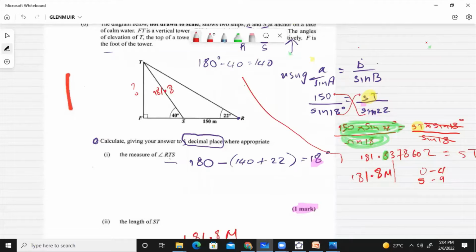asks us for FT. Now, as you could see, what I normally force people to do is see the triangle that FT is a part of. It's a part of two triangles right now. All right, but I'm going to take the right angle one right here, FTS, because I have 40 degrees here, and I also have the hypotenuse, which is 181.8. So for this angle, definitely, I intend to find the opposite side to the angle. That's what they asked me for, and I have the hypotenuse.